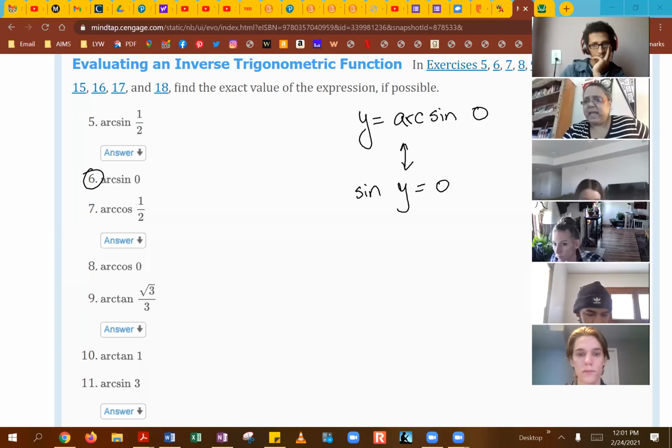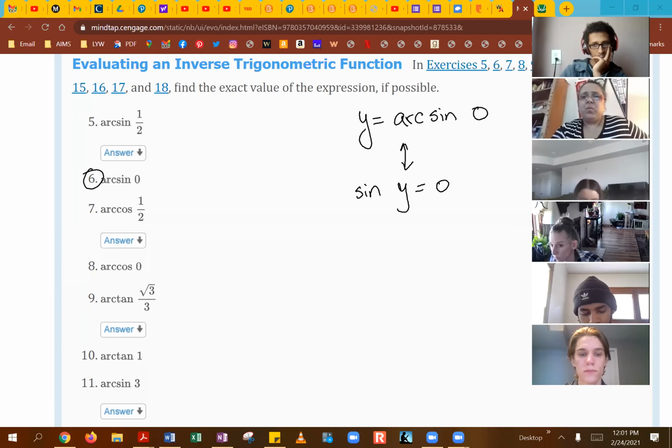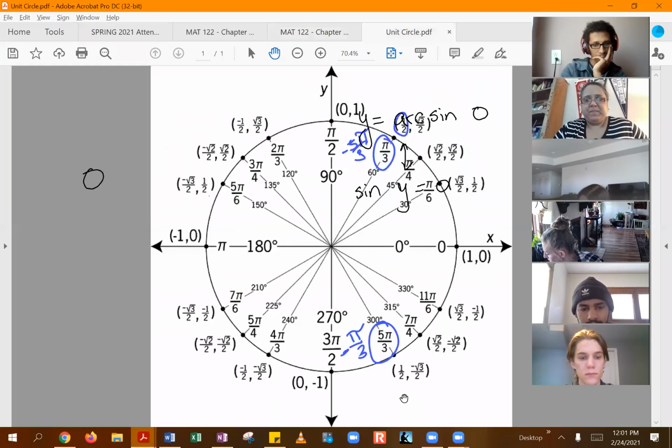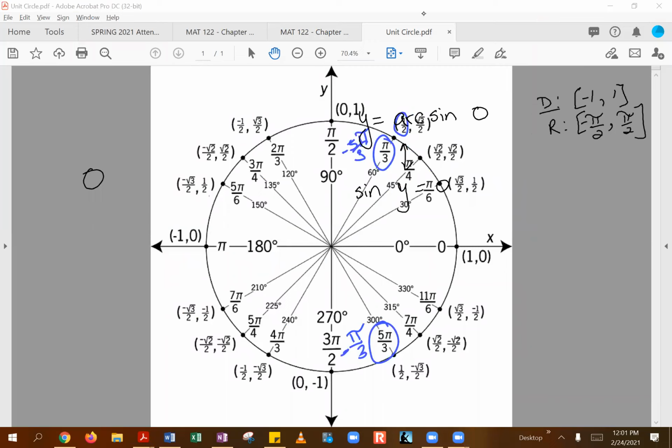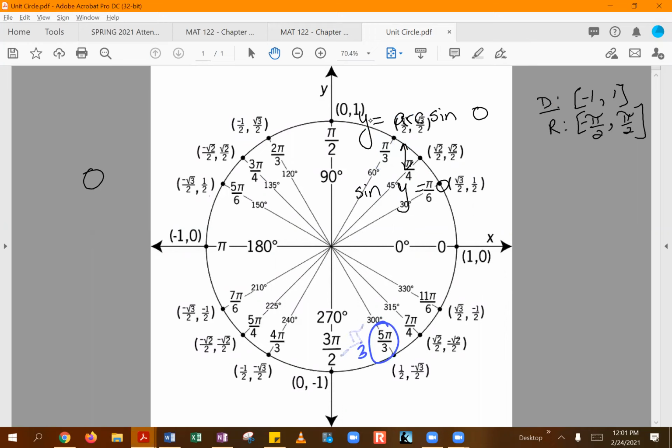So think about this, and again, you can use your unit circle. Where is your sine value equal to 0? Abdulaziz, you're going with 0 in this case. Let me see if I can clear some of this stuff out. All right, Katie, you're also doing 0. Alicia, you're also going with 0.